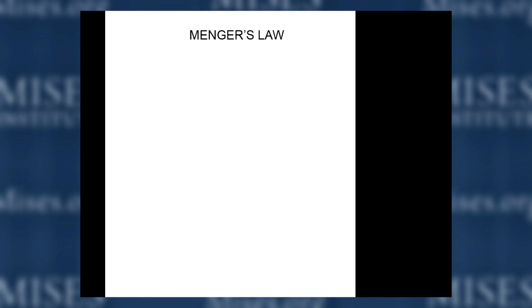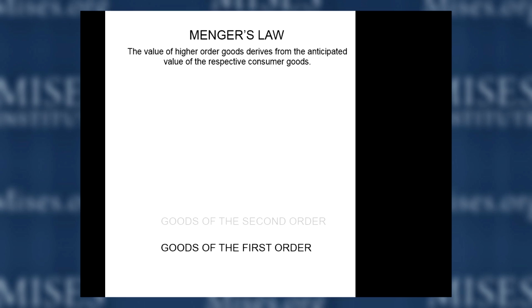Okay, now we're going to switch and talk about this structure of production and how it fits into the Austrian model, at least in the way I model it. And I start out with Menger's law. It goes like this: the value of higher order goods derives from the anticipated value of the respective consumer goods. Well, okay, we'll go with that.